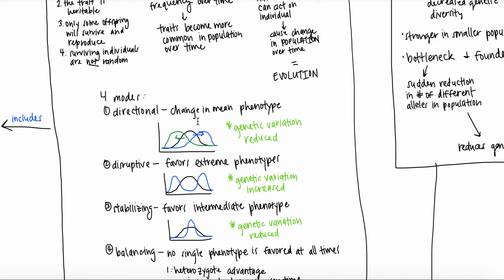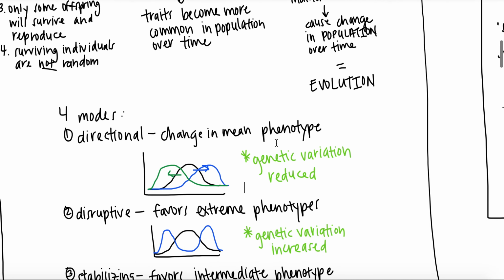Directional selection is when there is a change in the mean phenotype. So say that the black curve is the initial population, and you can see here that, let's say, this is small beaked birds on this end, large beaked birds on this end, and medium-sized beaked birds in the middle. So the initial population has a majority of medium-sized beaked birds. And let's say that in the vicinity where they live, there's only large seeds.